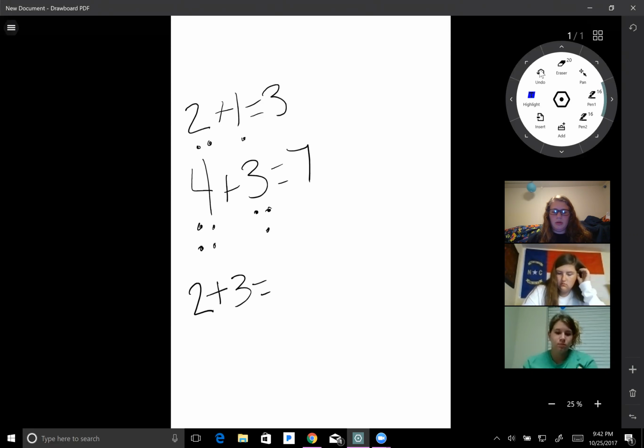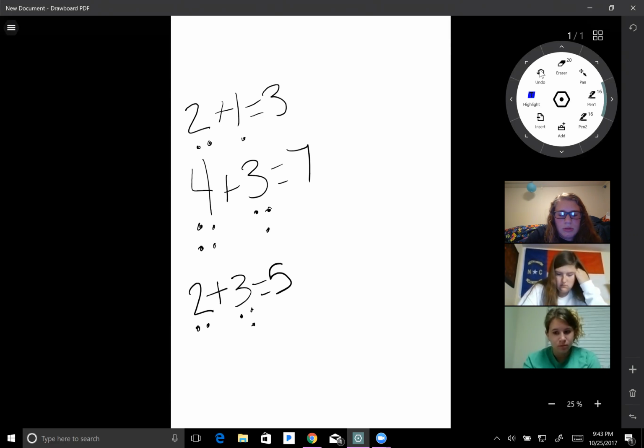And someone want to do this problem for me? You have 2 dots plus 3 dots, and the answer is 5. Good job.